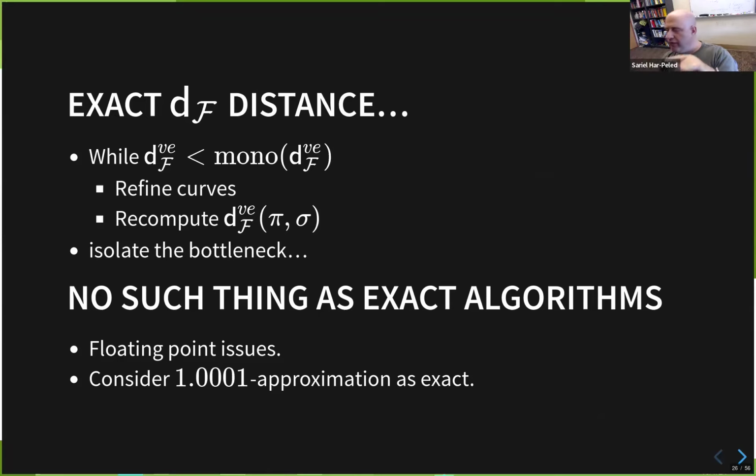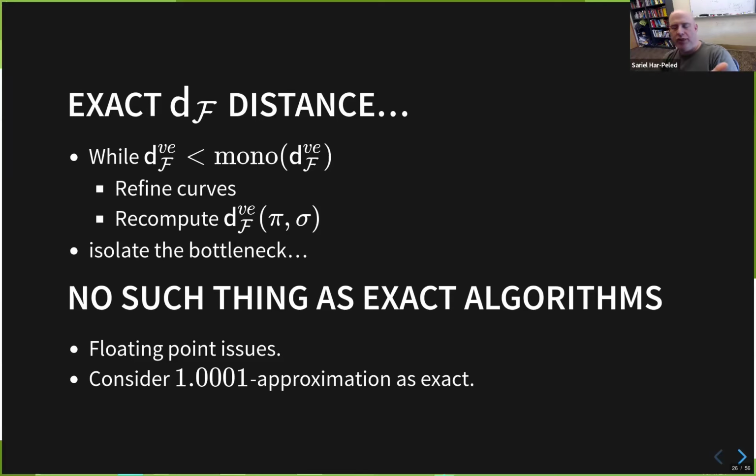We refine the curves by putting points where the morphing zigzags. We recompute the vertex edge Fréchet, and we repeat. And as I said, this process very quickly isolates the bottleneck and works reasonably well in practice.